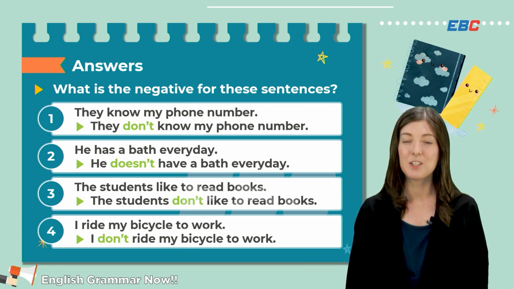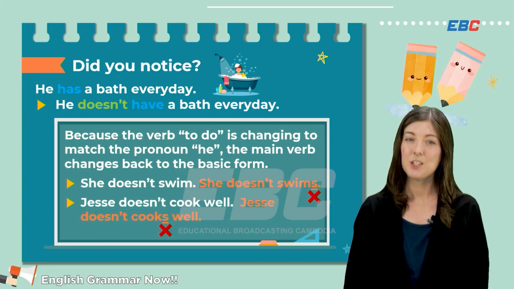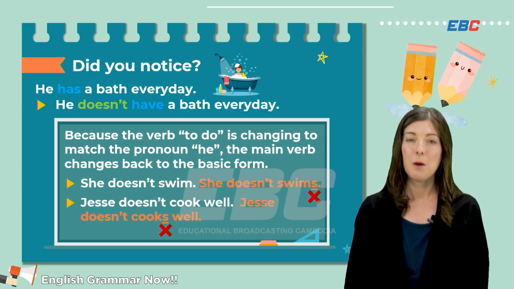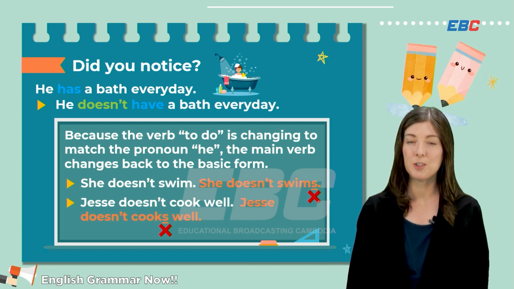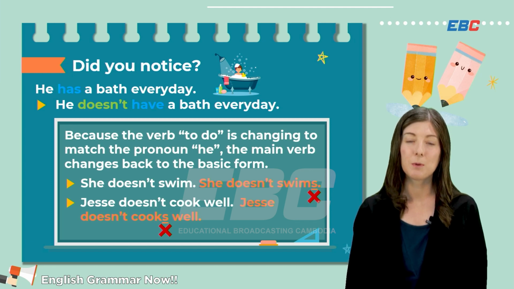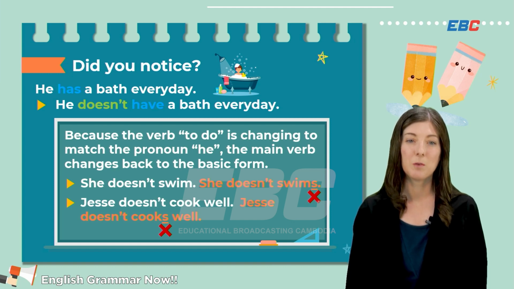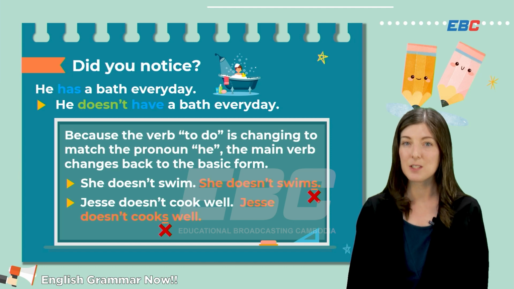There's one more thing we need to notice about adding to do into these sentences. Did you notice that when we add doesn't into this sentence, the second verb changes? He has a bath every day changes to he doesn't have a bath every day. Because the first verb, to do, is changing to match the pronoun he, the main verb will change back into the basic form. For example, we would say, she doesn't swim.